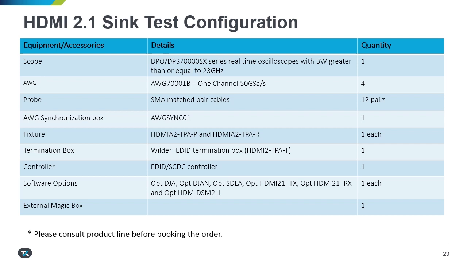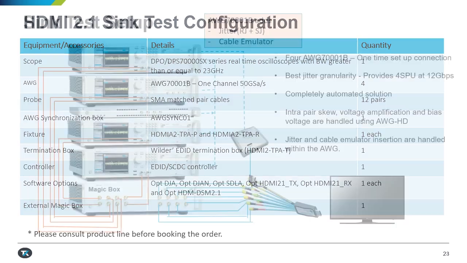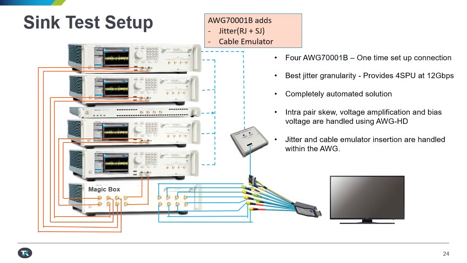Then all these software options such as HDMI 2.1 RX, and option HDMI DSM 2.1, then HDMI 2.1, then DJA, SDLA, etc. All these options are required for the sync testing. Four AWG7001B are recommended for sync testing. These AWGs are capable of providing 4 GS/s at 12 Gbps to get the best jitter granularity. No external plumbing required. Completely automated solution.